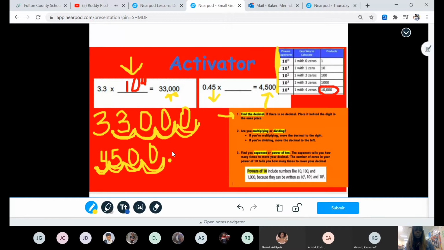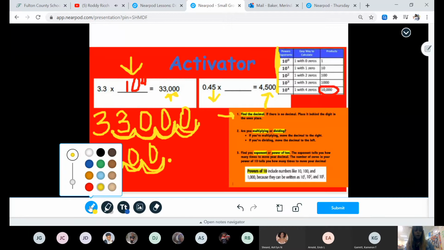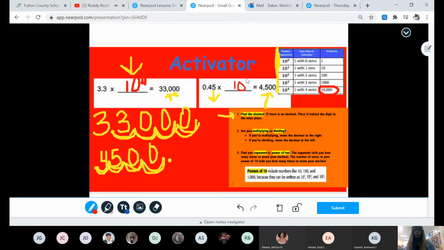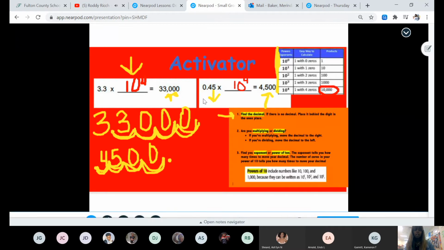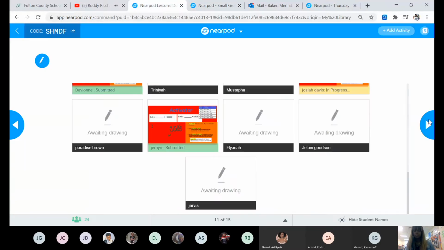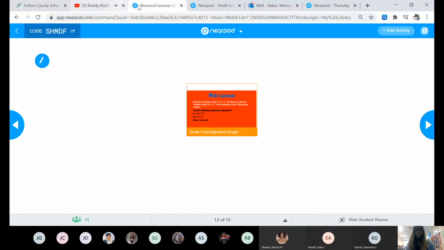So what you should have gotten was 10 to the 4th power. You should have written your exponent in the blank. Some of y'all wrote the whole number in there. I don't need you to write the whole number. I just needed you to write the exponent. So now we know that 4,500 times 10 to the 4th power equals 4,500. All right, let's go ahead and keep practicing.